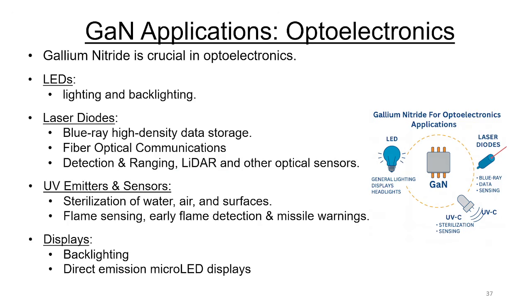Another optoelectronics application is in ultraviolet emitters and sensors. Gallium nitride is being used in producing UV light for sterilization of water, air, and surfaces, and also as a sensor for flame sensing. This gives you early detection of flames in homes, and it can also be used for detection of missile launches. And the last item I wanted to talk about here is displays. It can be used as backlighting and as possibly direct emission micro LED displays in the future.